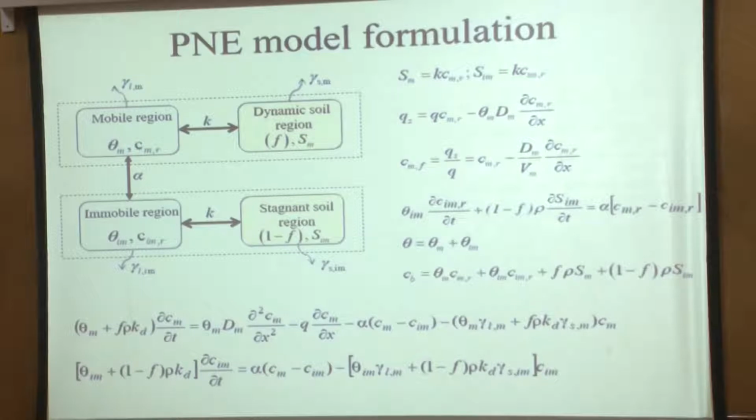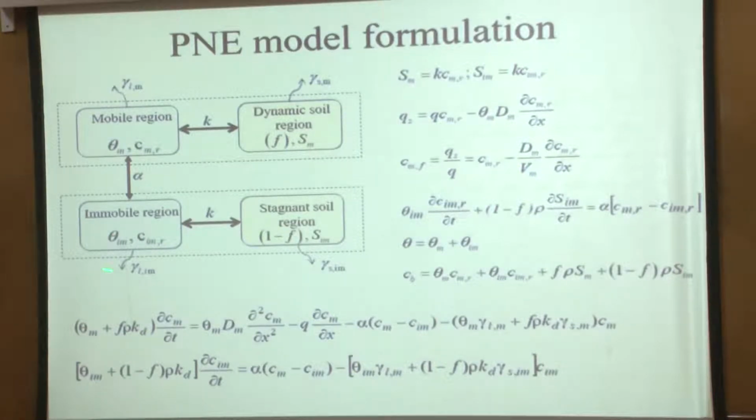What we have now added is that within the mobile region or the immobile region, the solute is allowed to degrade. It's allowed to decay. The decay rates, in principle, we can choose to be different. So gamma liquid mobile, gamma liquid immobile. Gamma solid mobile is the decay rate for the solid phase concentration, versus gamma SIM, which indicates the decay rate for solute in the solid phase attached to the immobile region. So we could have all of these.